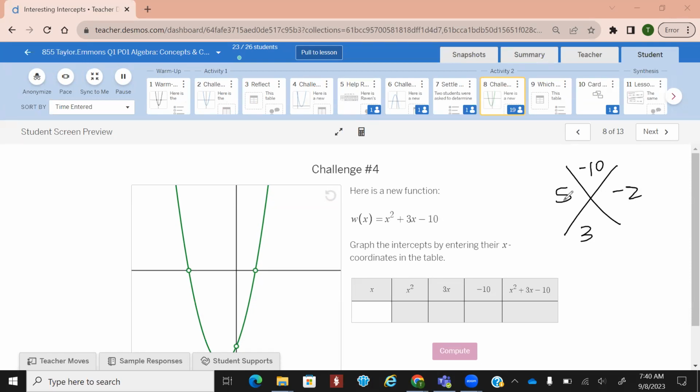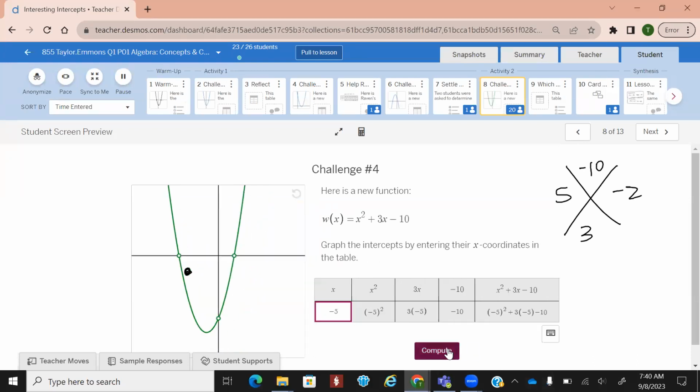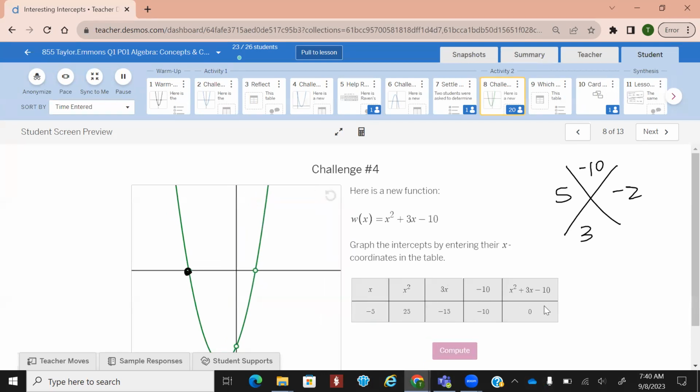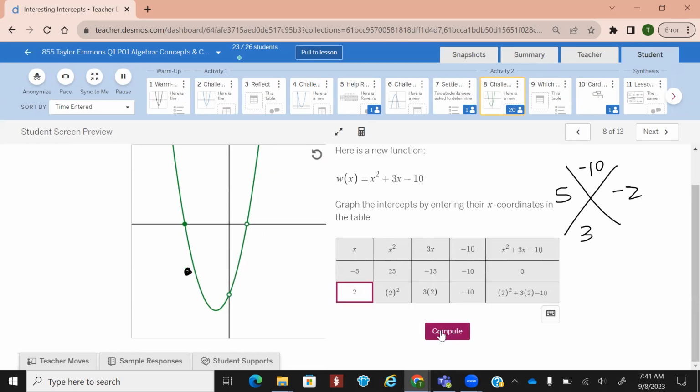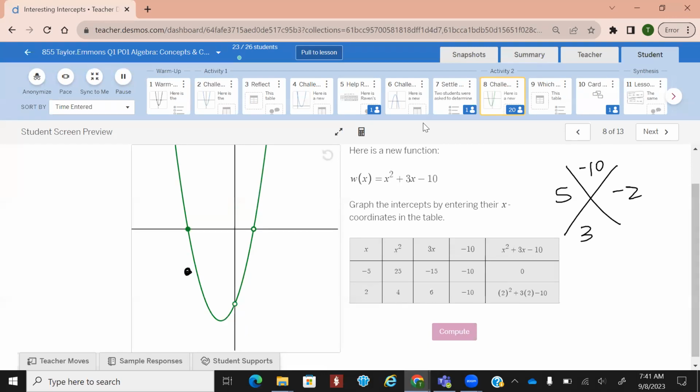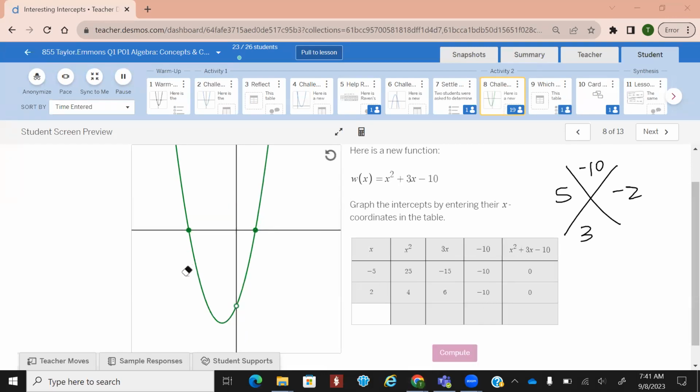Okay. So let's think about that. Look at this. Where is this located roughly? -5. So let's plug in -5 in here. And when it computes, guess what? That's the x-intercept. What about the other one? What would this be? Positive 2. Let's try it. Okay, and that would give you your x-intercept. You see how those diamond problems are related to this problem?